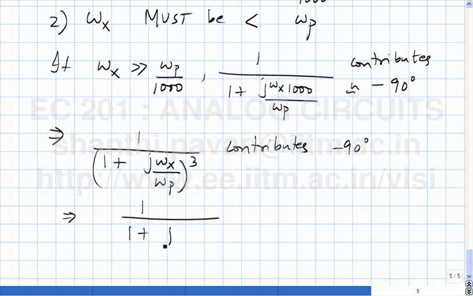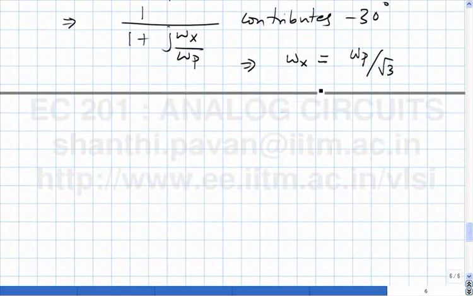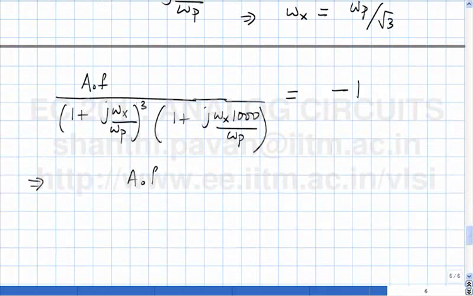Which means that 1 plus j omega x by omega p must contribute minus 30 degrees. Okay, which means omega x is omega p by root 3. Definitely you can see that omega x is omega p divided by root 3. To make this equation come true, the phase condition is satisfied when omega x is approximately omega p by root 3, which means what happens to the magnitude condition?